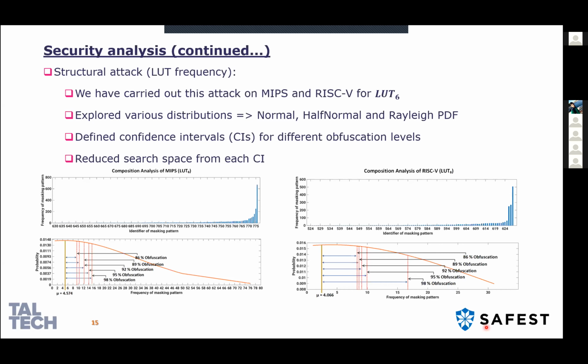In the same way, the same behavior is shown by the RISC-V. We decrease the obfuscation and we shrink the confidence interval. And this is the mean value. The result of the shrinking and expanding of the confidence interval will give us the reduction in the size of the space of masking patterns. This will be explained in the next slide.